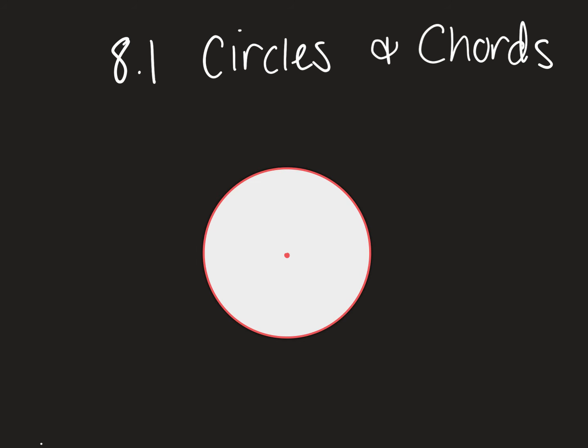Refresh with parts of a circle, right? So obviously we have the point in the middle, that's the center. Right, we know radius, diameter, we spent a lot of time with those. But the other one we're really going to worry about in this section is a chord. So remember, a chord is a segment where its endpoints are on the circle. So like this part here would be the chord.